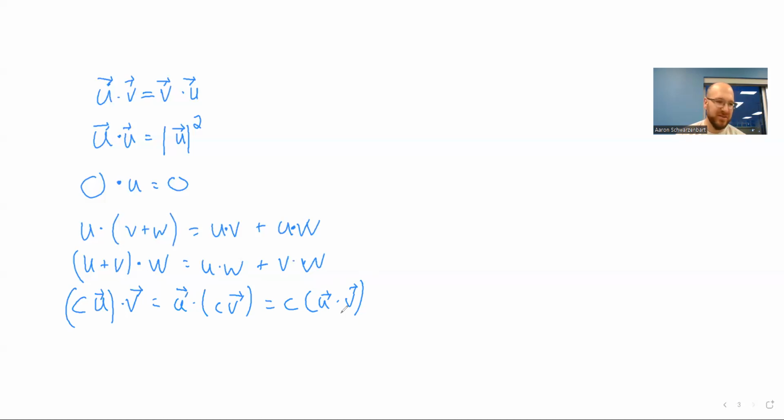I'll show you the proof of number 1 quickly here. So U dot V is equal to U1 times V1 plus U2 times V2. And we know that V dot U is equal to V1 U1 plus V2 U2. And there it is.